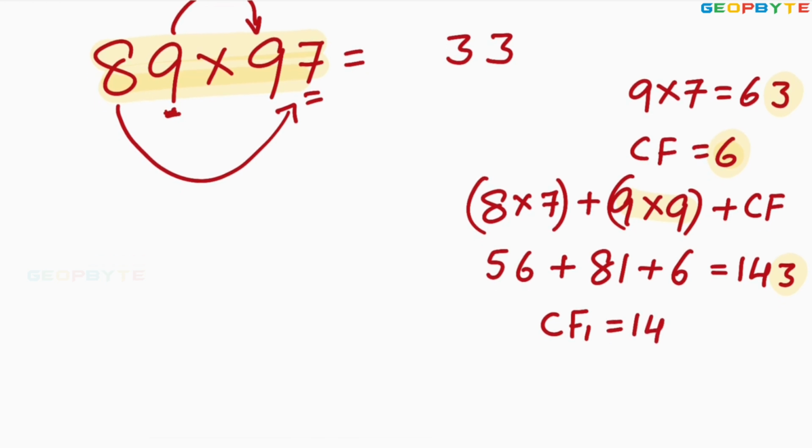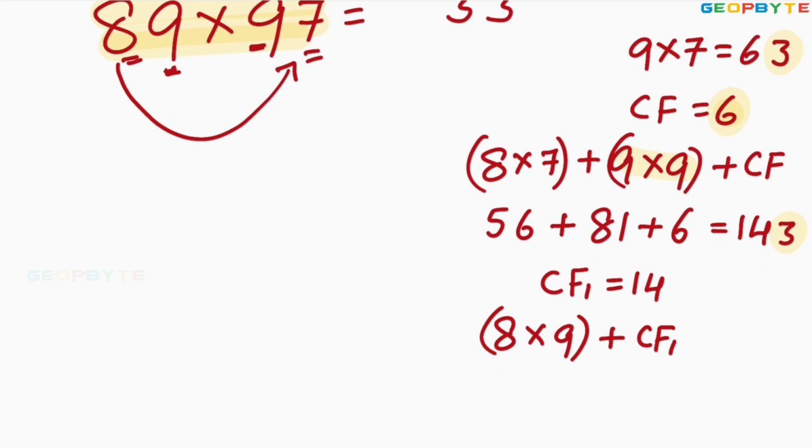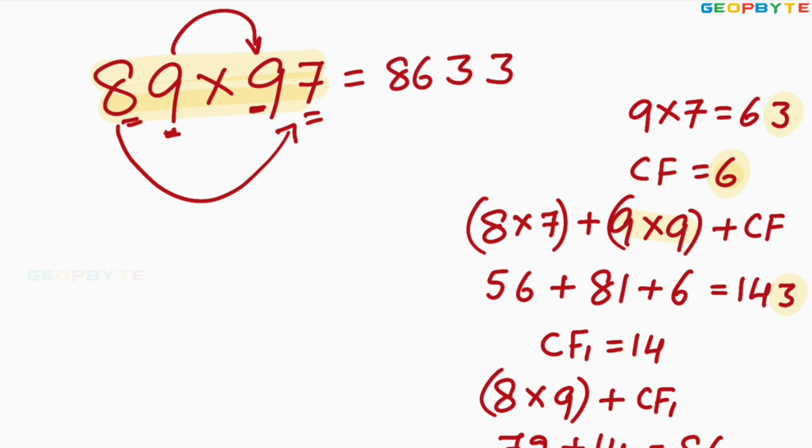Then you multiply 8 and 9, 8 into 9 plus carry forward. You simplify this value, 8 into 9 equal to 72 plus 14. 72 plus 14 is 86. You write that 86 here for getting your answer. I hope you clearly got my point. 89 into 97 is equal to 8633. I hope you clearly understood.